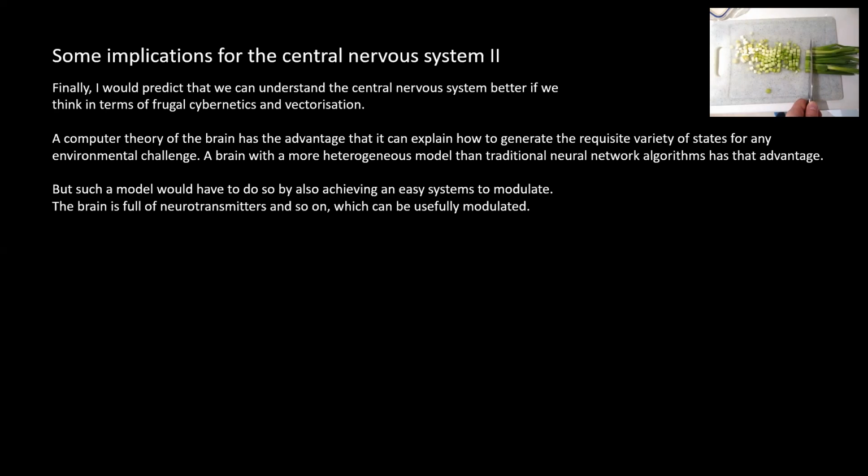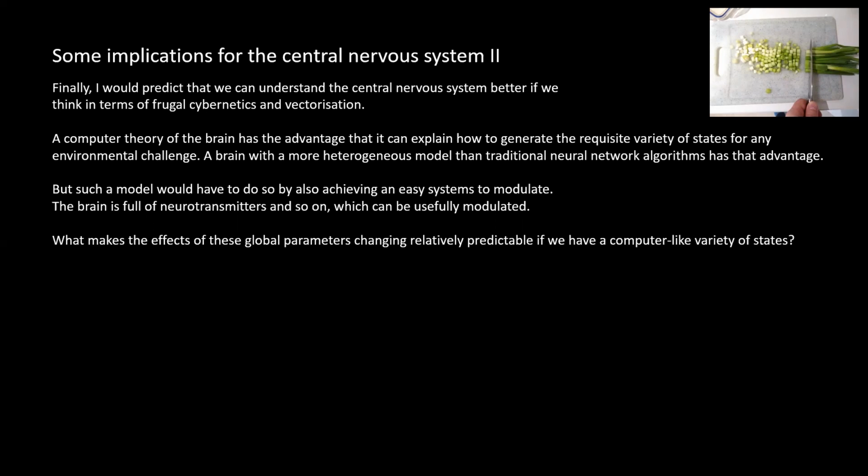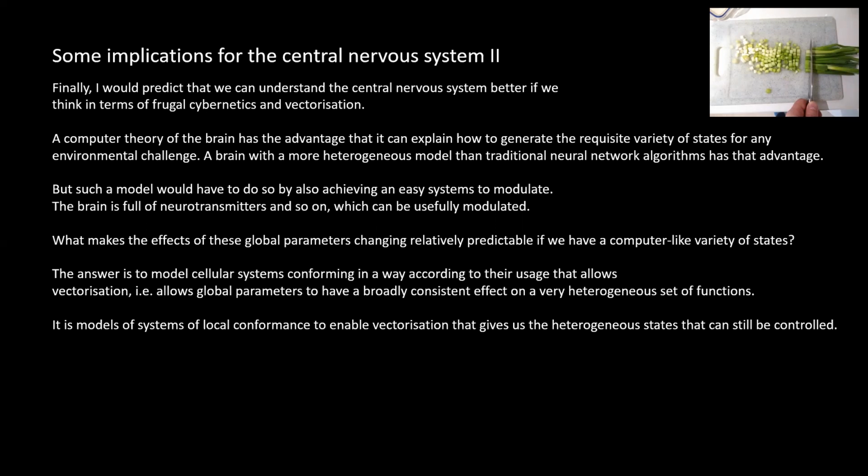But if you have this more heterogeneous model of the brain, how do you deal with the need to modulate that very heterogeneous system? So the brain is full of neurotransmitters, and they're modulated to produce useful results all the time. And drinking alcohol produces a predictable kind of result in most people, and some people find utility in it, right? So how can that be if you have this incredibly complex heterogeneous system? So the answer, I think, may be that the cellular subsystems are conforming in a way that even though they do different kinds of tasks and compute different things, they can conform so that a neurotransmitter can have a similar desirable effect across all those different heterogeneous systems.